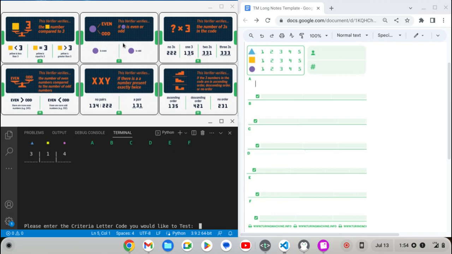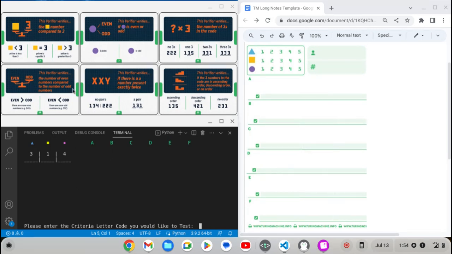Criteria card B looks at our last digit, our circle digit, and the Turing Machine will let us know whether its value should be an even digit or an odd digit. Criteria card C will look at the 3-digit solution and will let us know the number of 3s that are in the solution. Should there be no 3s? Should there be a single 3? Perhaps 2? Maybe even all 3 are 3.